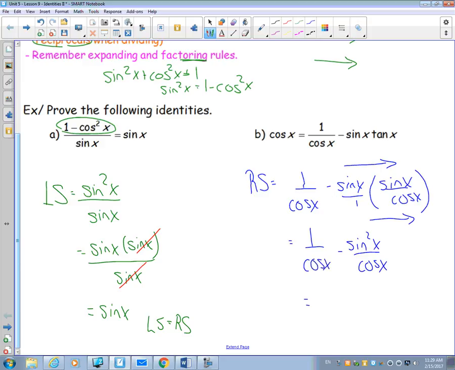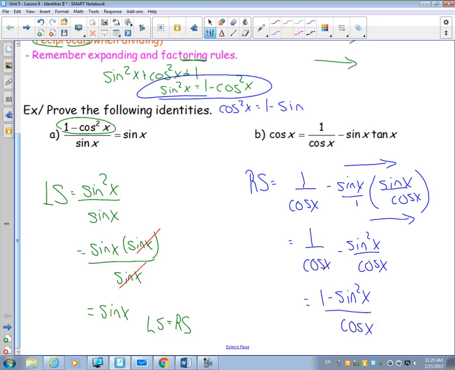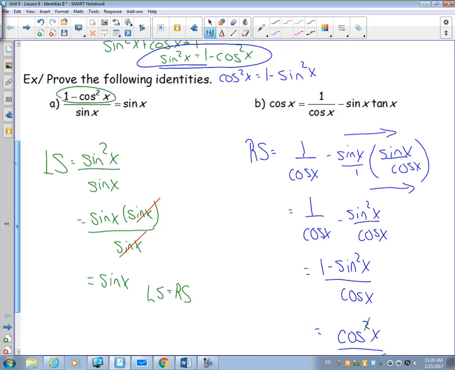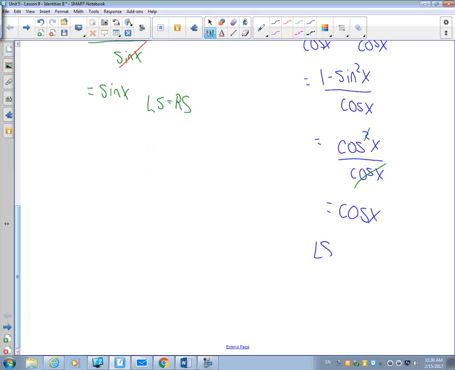And fractions, when I add or subtract them, and they have a common denominator, which they do, I can turn into a single fraction. Now 1 minus sine squared is kind of like this identity again, but it's the opposite version, right? It's cos squared equals 1 minus sine squared. So, like letter A, I can replace the top with cos squared, and then I can cancel a single cos with a single cos, and I'm left with cos x, which I believe is what we wanted. Left side equals right side. And we've proven it.